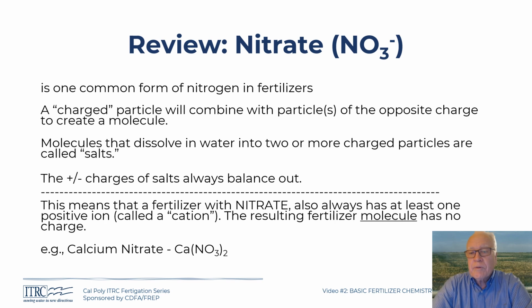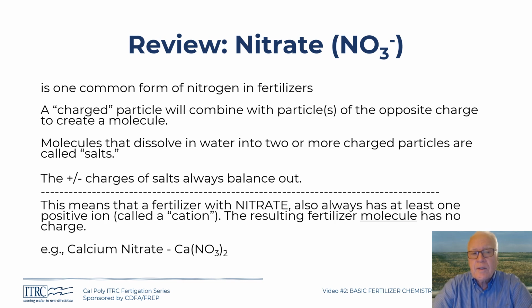So a little bit of review on nitrate. Remember, nitrate is a form of nitrogen that's found in fertilizers. It's also the form that's commonly taken up by plant roots. And so here are the ideas. It's a form of nitrogen in fertilizers. It's a charged particle. You can see that. Specifically, it's an anion. And it will combine with other particles with a positive charge, in other words, the opposite charge, to create a molecule. And it dissolves in water.